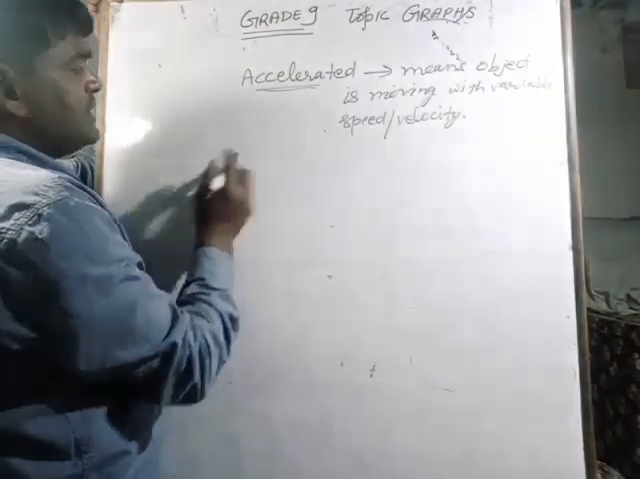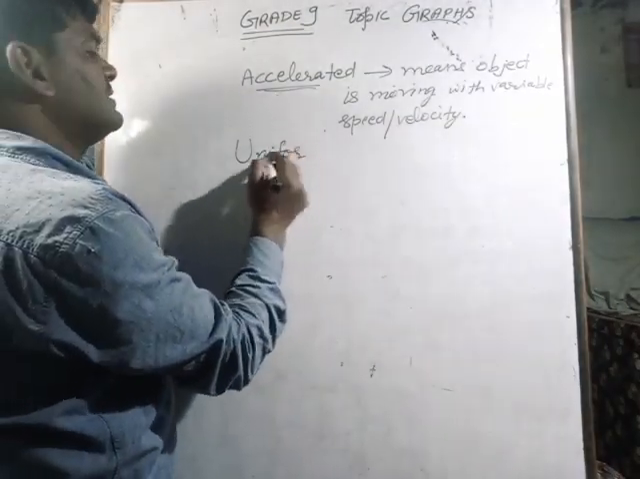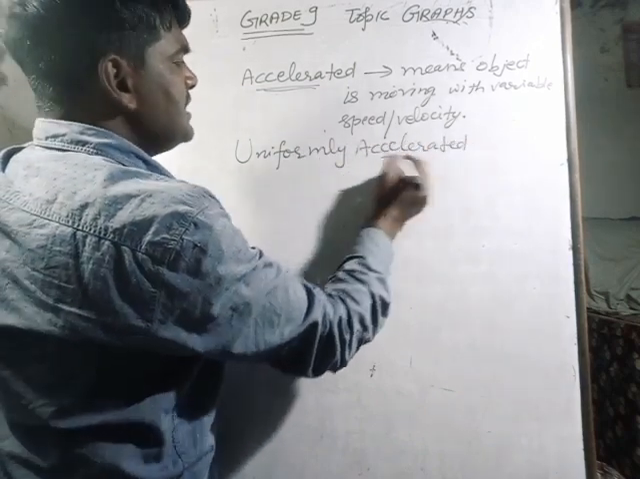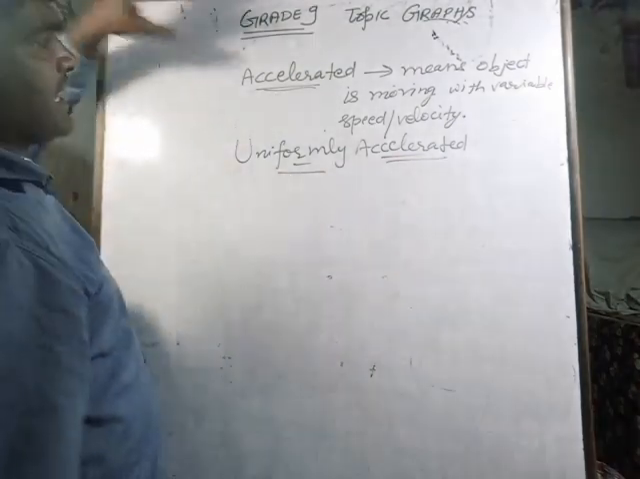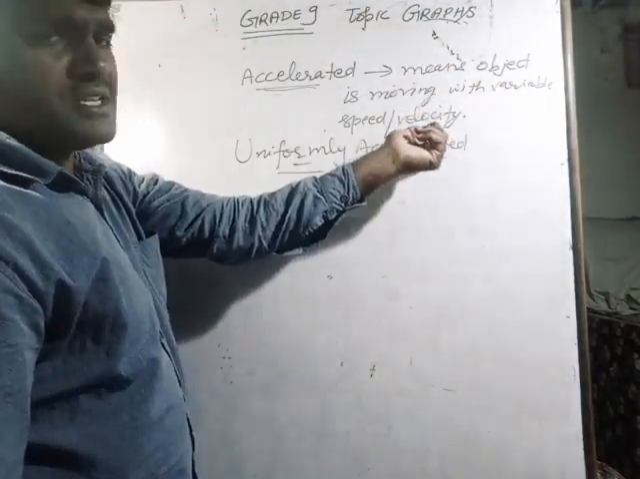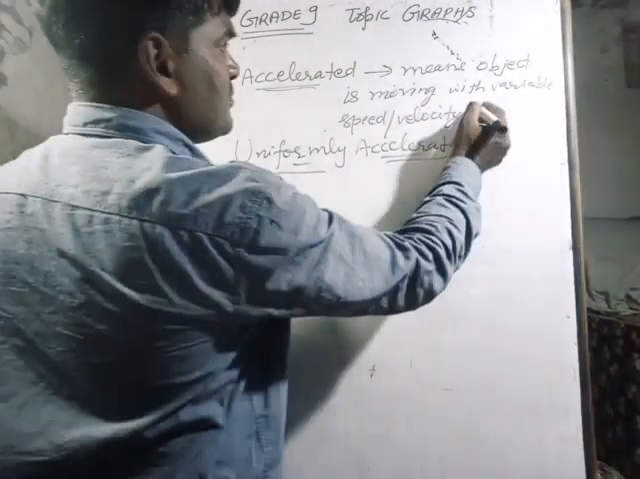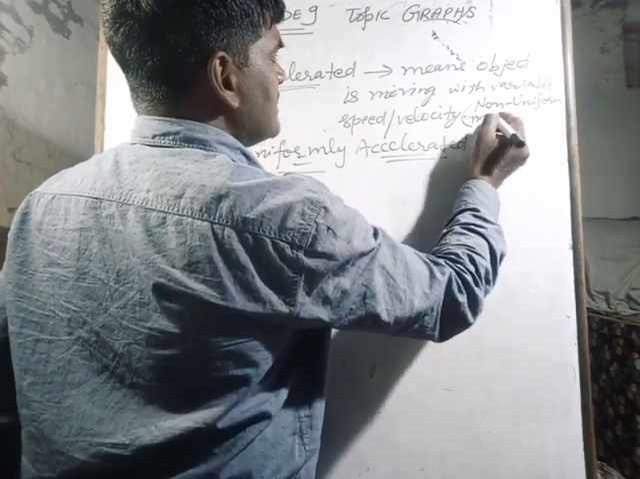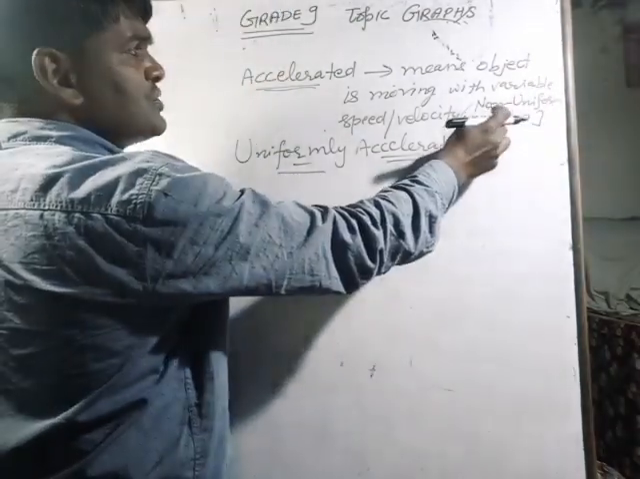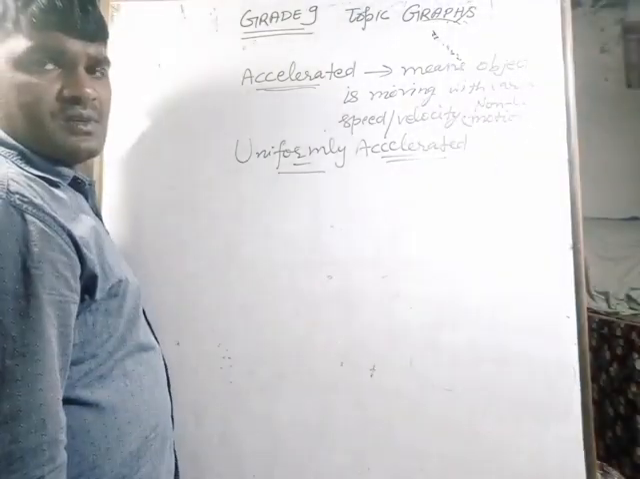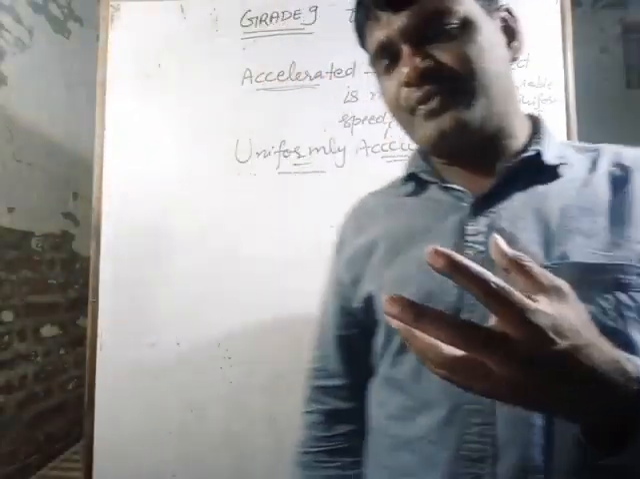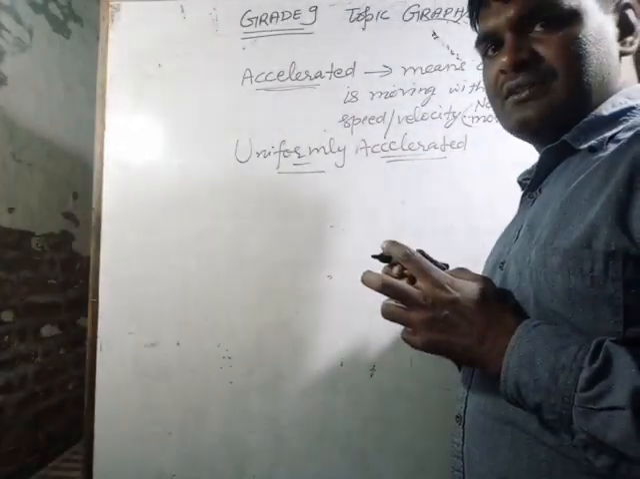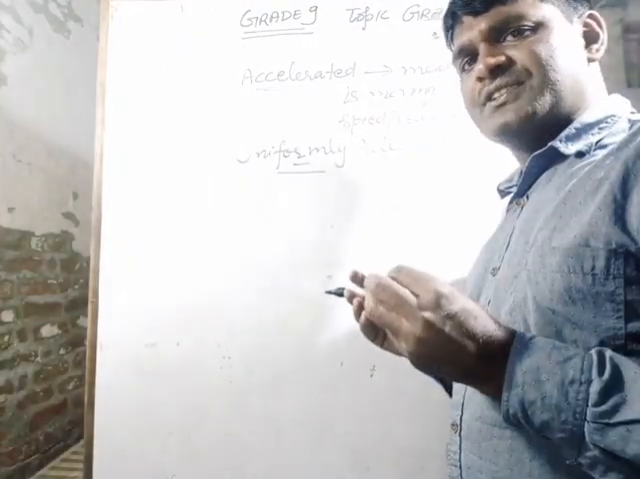Then what do we mean by uniformly accelerated motion? Accelerated means the object is moving with variable speed or velocity. It was only possible in case of non-uniform motion. Hence non-uniform motion is known as accelerated motion. So another point for non-uniform motion is that we can say it is the accelerated motion. Accelerated motion means it is having some acceleration.